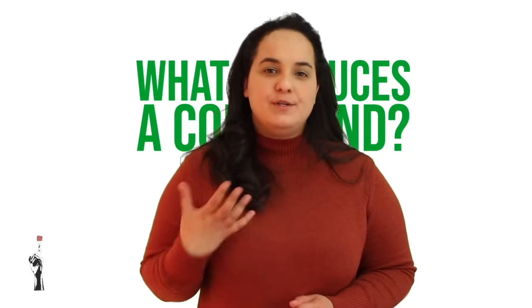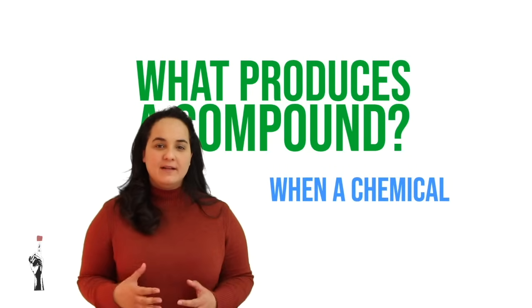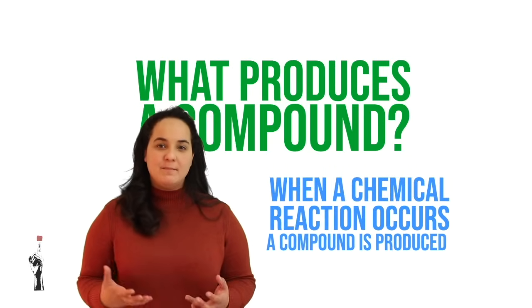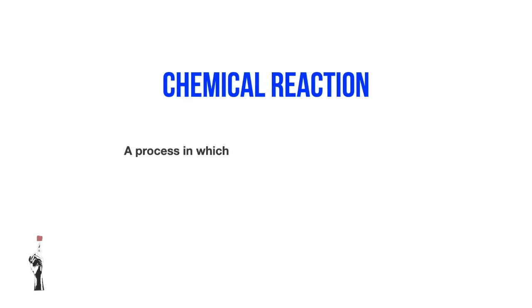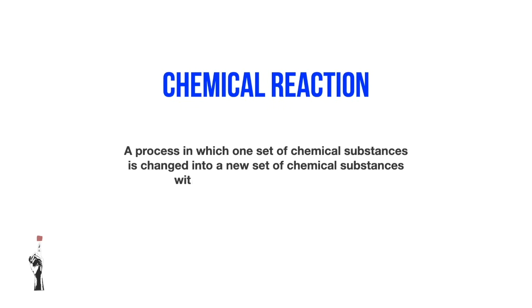Now that we know how to write a compound's name and which elements form part of compounds, we need to know what produces a compound. When a chemical reaction occurs, a compound is produced. A chemical reaction is a process in which one set of chemical substances is changed into a new set of chemical substances with its own chemical properties.